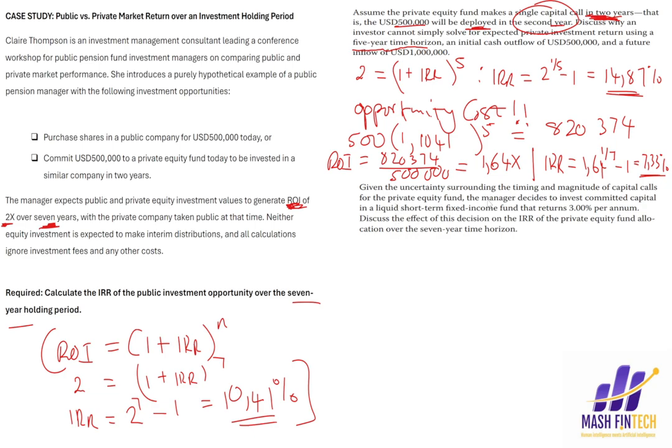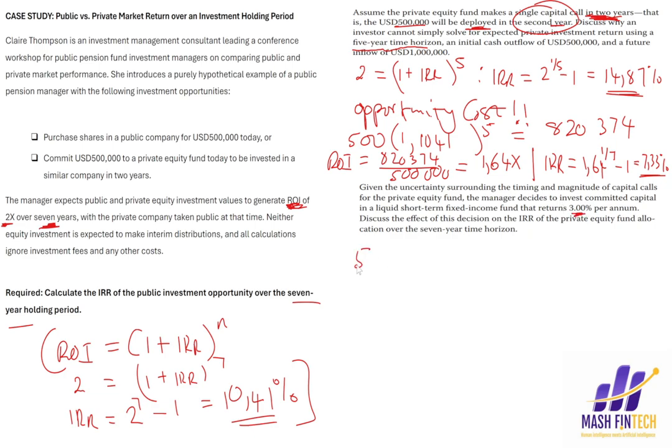All right, let's go to the next one, where it says given the uncertainty surrounding the timing and magnitude of the capital calls for the private equity fund, the manager decides to invest committed capital in a liquid short-term fixed income fund and returns 3% per annum. So there's now an investment. So there's some money that is going to come from this investment, right? And this is for 2 years at 3%.